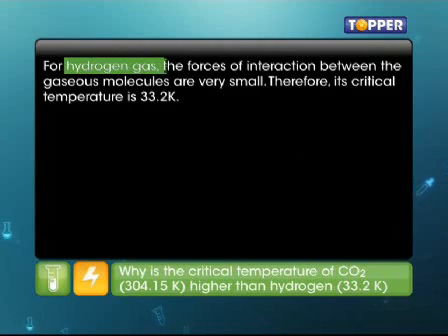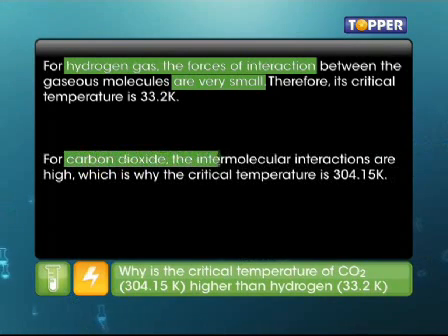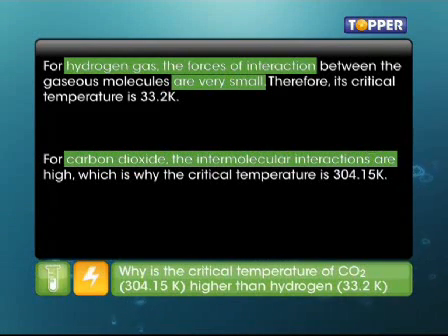For hydrogen gas, the forces of interaction between gaseous molecules are very less and therefore its critical temperature is 33.2 Kelvin. For carbon dioxide, on the other hand, the intermolecular interactions are high, which is the reason why critical temperature is 304.15 Kelvin.